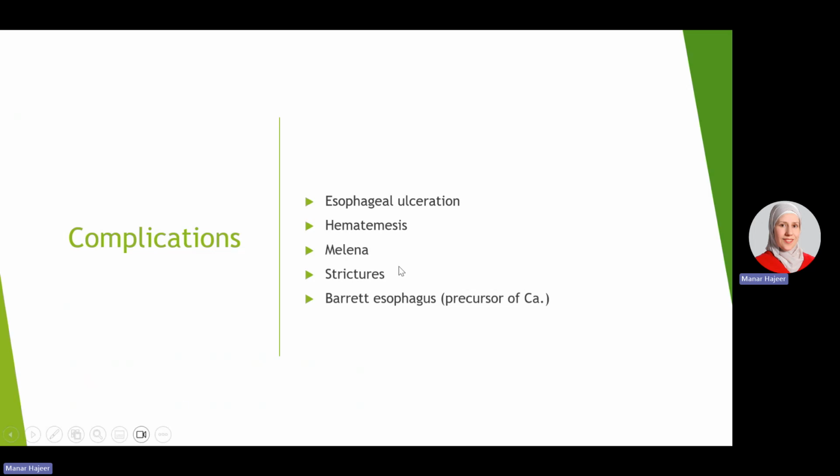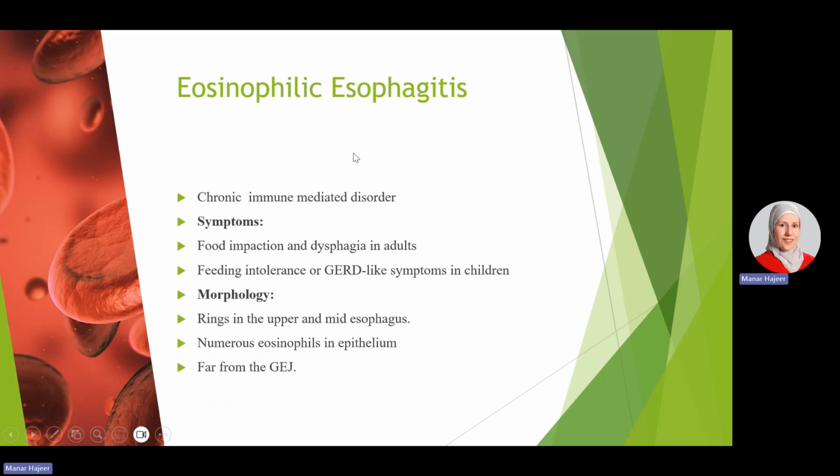Sometimes it might be complicated by stenosis and strictures in patients with recurrent and long-standing reflux esophagitis, because the repair of the inflammation could be by fibrosis, leading to narrowing of the lumen of the esophagus. And the most feared complication is Barrett esophagus, which is intestinal metaplasia in the esophagus that might be a precursor of esophageal adenocarcinoma.